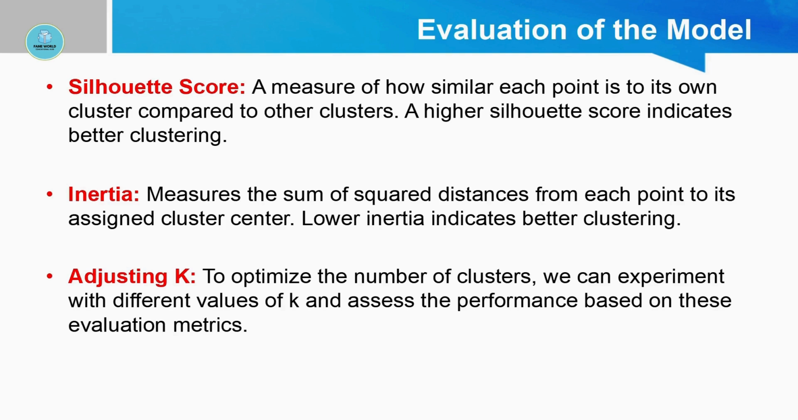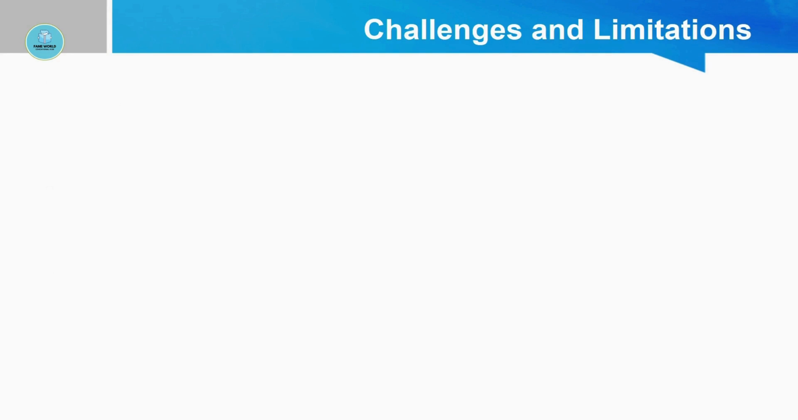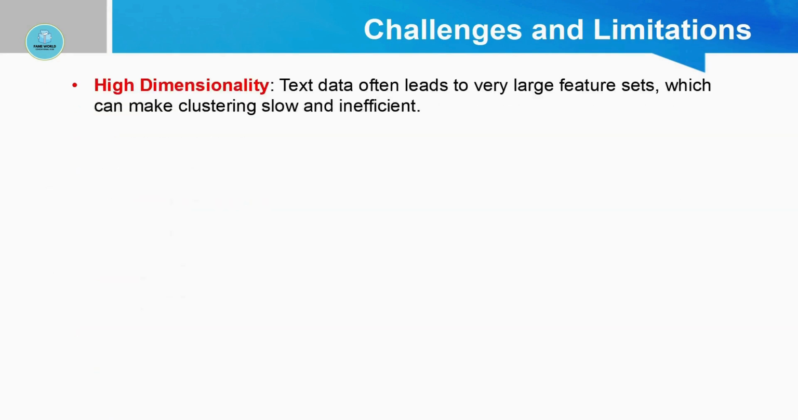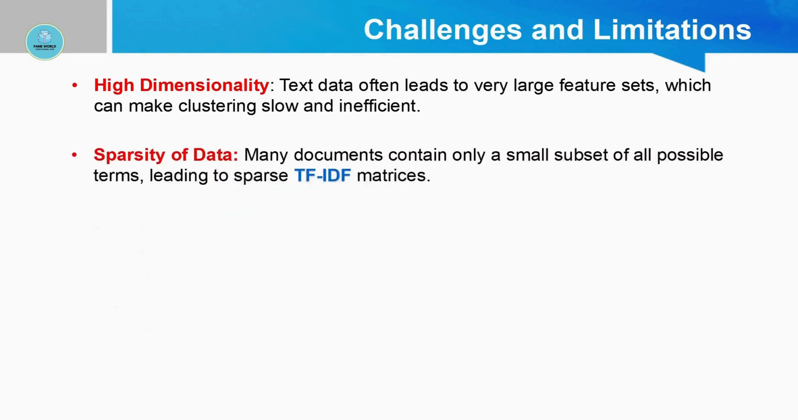optimal number of clusters. While document clustering using TF-IDF and K-means is powerful, it has some limitations. High dimensionality: text data often leads to very large feature sets, which can slow down the clustering process and make it less efficient. Sparsity of data: most documents contain only a small subset of all possible words, making the TF-IDF matrix sparse.